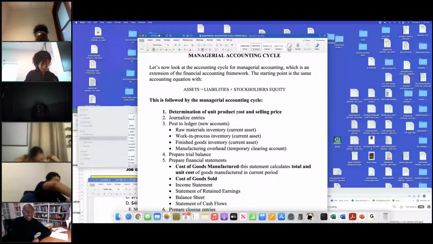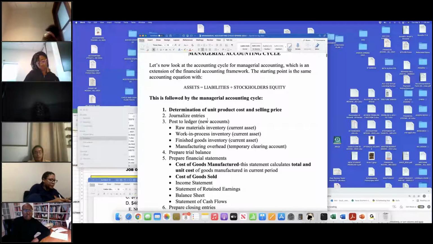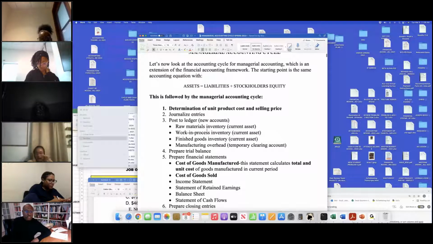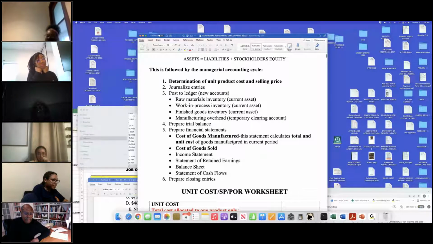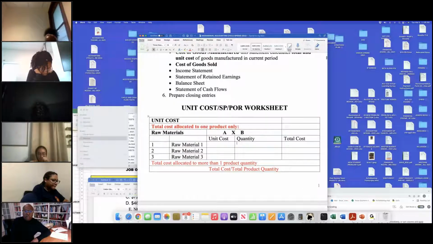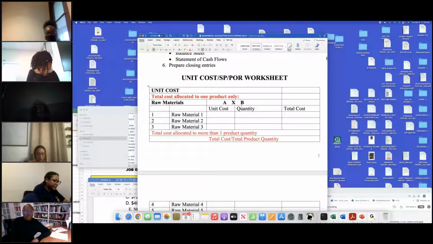Then we journalize entries. We post to the ledger. We have some new accounts: the raw materials and work in process inventories. We have our financial statements, and there are two new financial statements: cost of goods manufactured and cost of goods sold. And we have this template to come up with the unit cost. There are three parts of it: raw materials. Typically, we were multiplying unit cost times quantity to get that total cost.